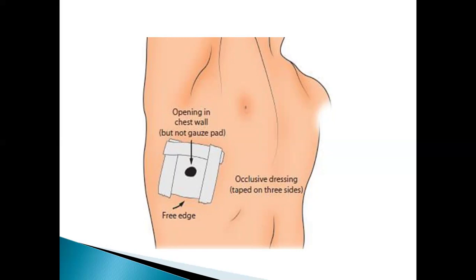One edge should be free. Why? It is to prevent tension pneumothorax. If there is any air inside, it can come out. If you put a four-sided plaster, the air cannot come out. Got the point? To prevent tension pneumothorax, we will put the three-sided plaster.